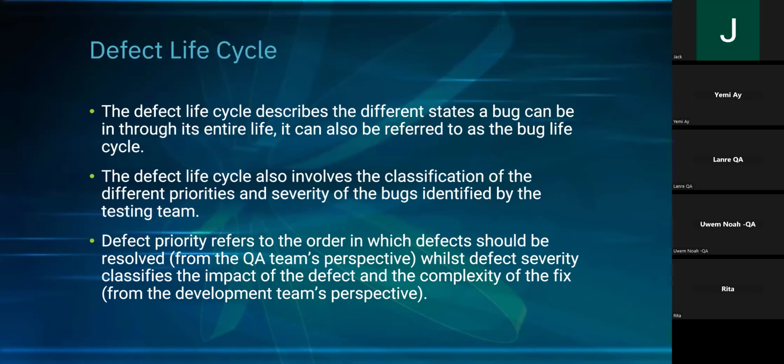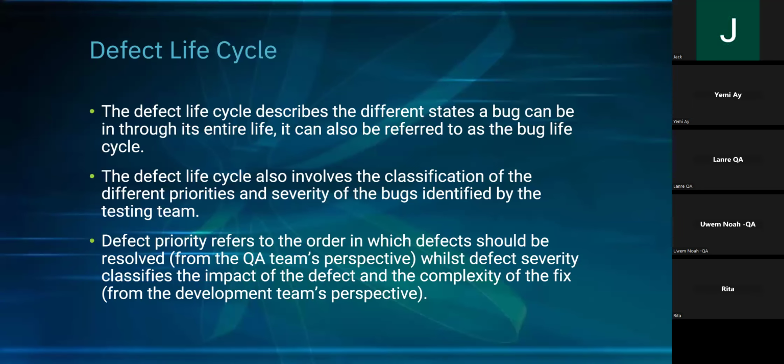So defect priority refers to the order in which the defects should be resolved. For example, if you can't log in to an application, you can't use the application, you can't use the website. So you know that the first defect to be fixed should be that login phase. That's the priority. That's the first defect to be resolved. So that's what we call priority.